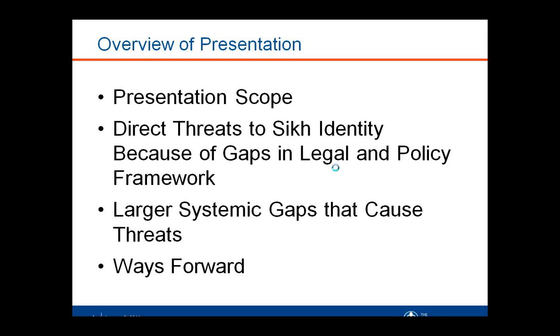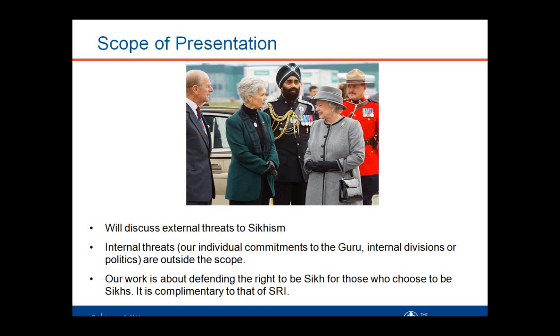So the scope of the presentation, I'm going to be discussing the external threats to our identity. Keep in mind the internal threats are our own individual commitments to the Guru, internal divisions we have in the community, whether it's in Gurdwara or in politics. These internal threats are outside the scope of what I'll discuss.